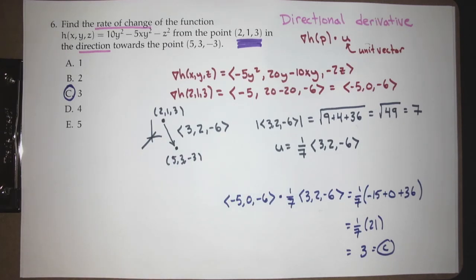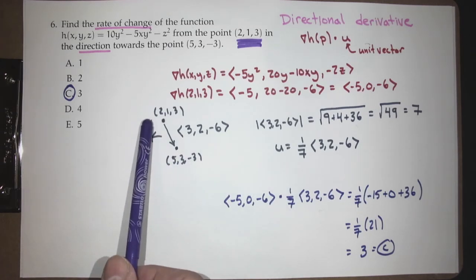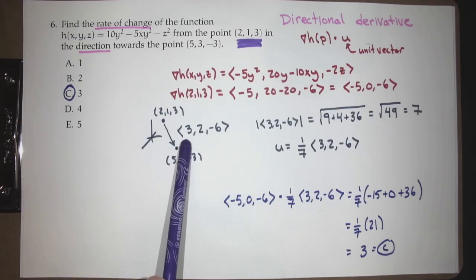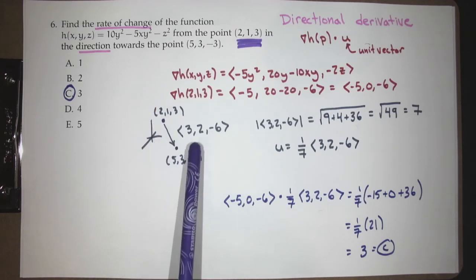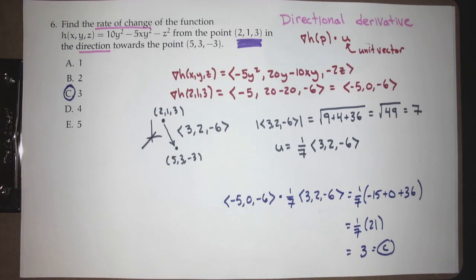So we sit down and say, what's the vector? Look at the change. 2 to 5, up by 3. 1 to 3, up by 2. 3 to negative 3, down by 6, so negative 6. So that's the vector. Find the length. Find your unit vector by dividing by the length. Now you take your dot product, and if you've lived a good, clean algebra life, you should get one of the answers. In this case, it was 3. All right. Any questions?